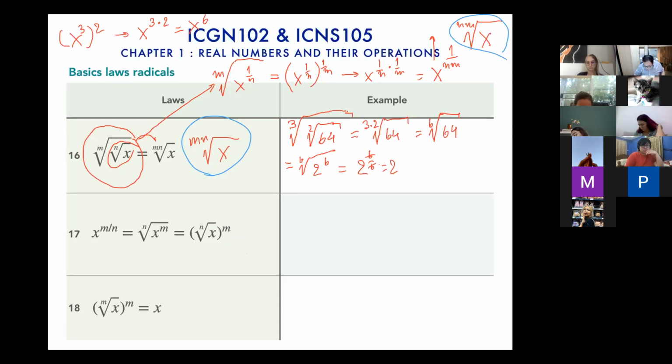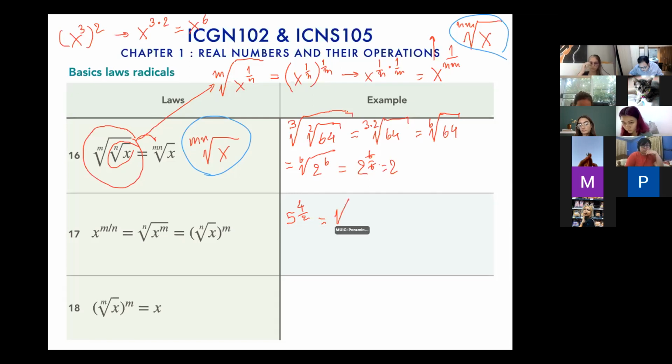If we have 5 to the power of 4 over 2, you can see that for the example that I give to you, I don't do the elimination of 2 and 4 to be 5 squared, because I just want to show you how it looks if I change it to the radical symbol.